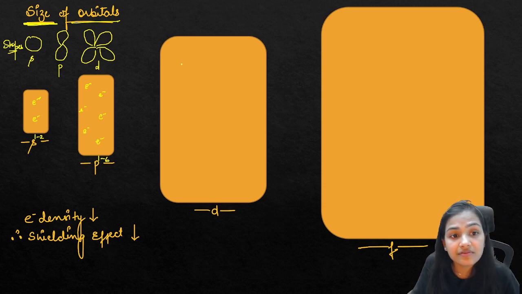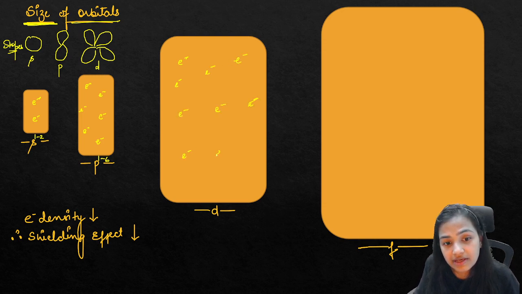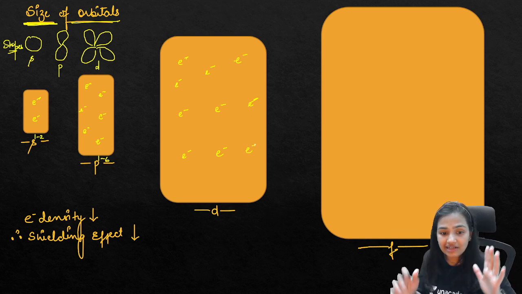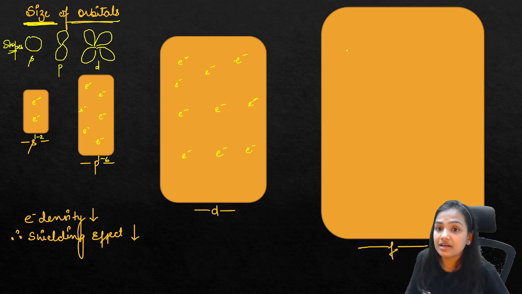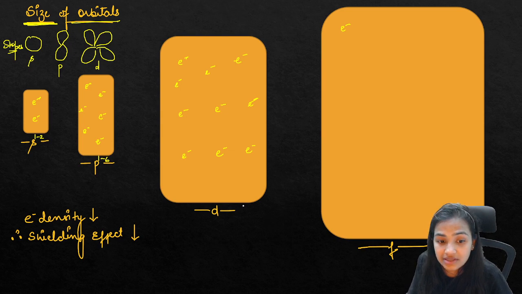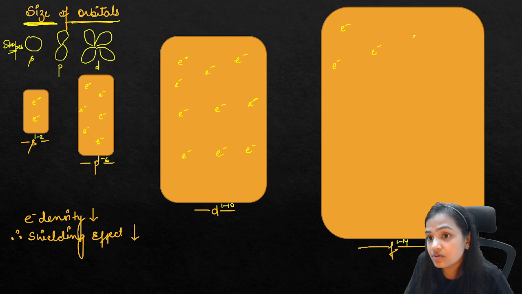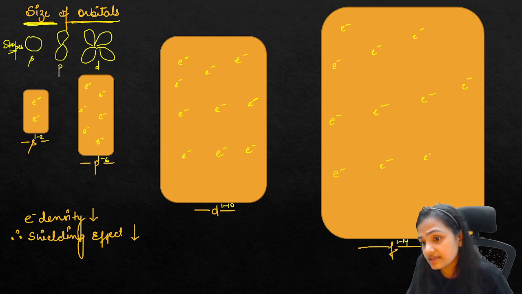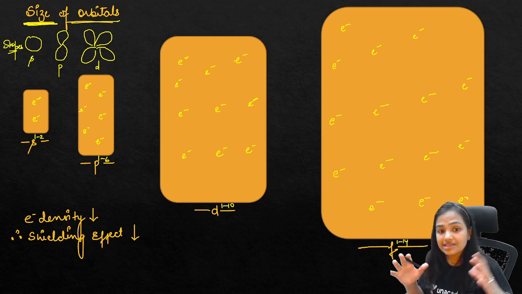In the d orbital we have 10 electrons: 1, 2, 3, 4, 5, 6, 7, 8, 9 and 10. And in the f orbital we have 14 electrons. In the d we have 1 to 10, in the f we have 1 to 14. This means we will have 1, 2, 3, 4, 5, 6, 7, 8, 9, 10, 11, 12, 13, 14. So what does this mean?